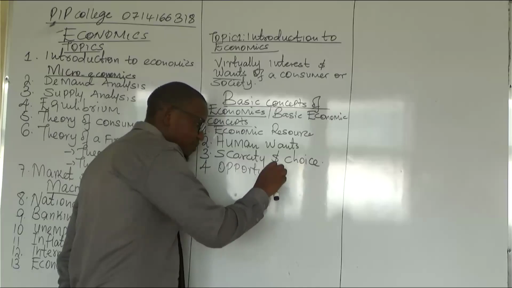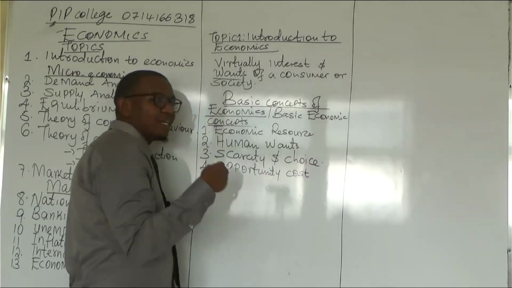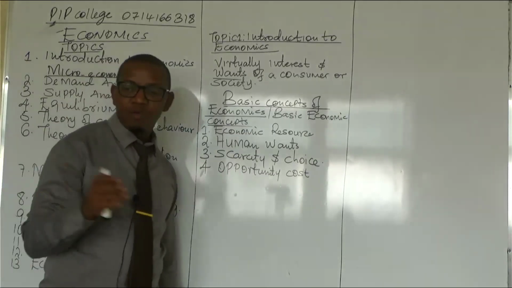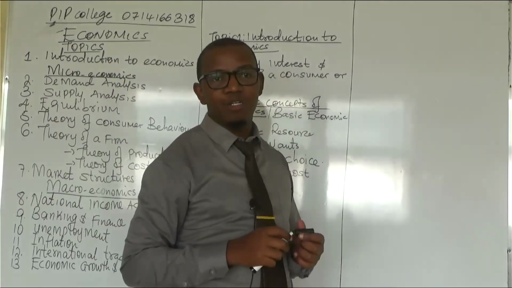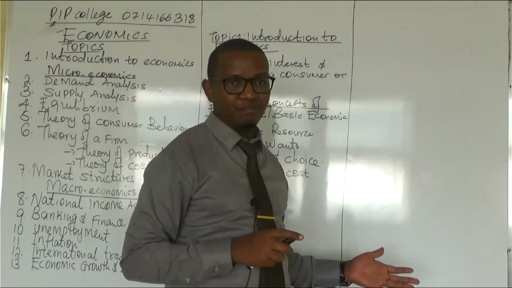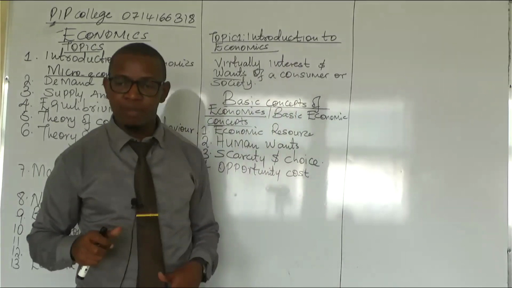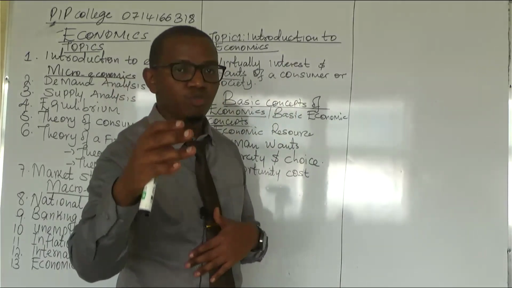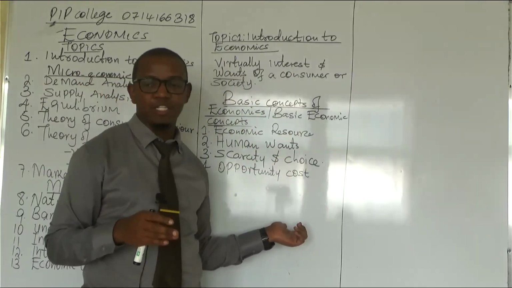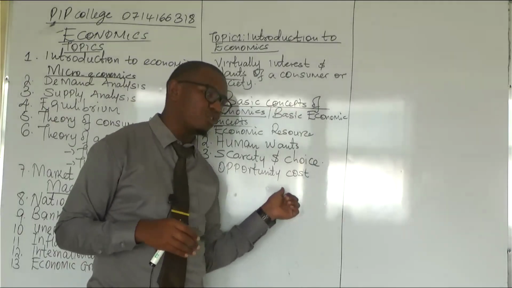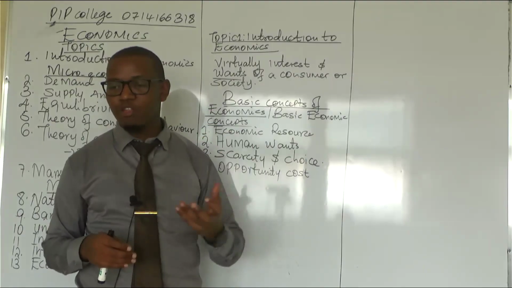opportunity cost. When I talk of opportunity cost, we can define it severally. We say it is the benefit of not choosing a given alternative, or the benefit of choosing the next best alternative is what we call the opportunity cost. It arises out of what we call the choice.